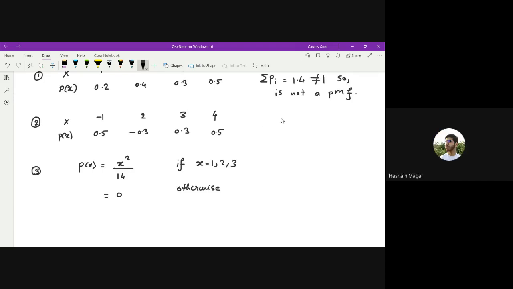Sir, it is not, since p of x must be greater than or equal to 0. For x equal to 2, the probability that we have got is minus 0.3, which is not possible. Probability cannot be negative. So this is less than 0, and it is not a probability mass function.